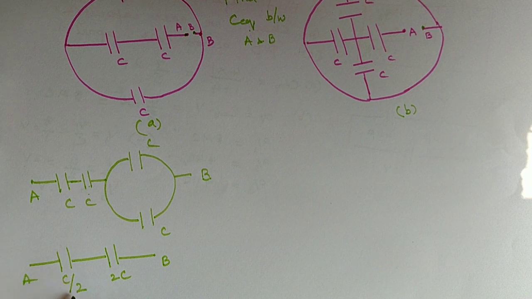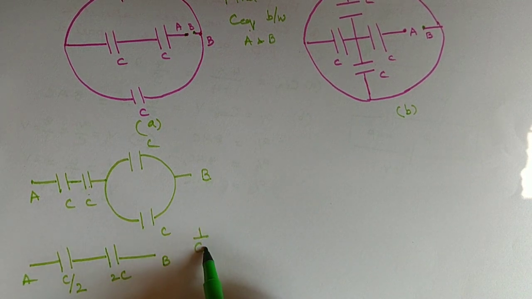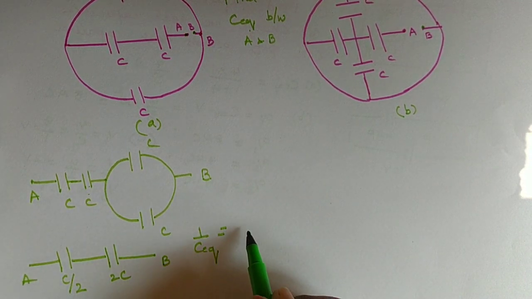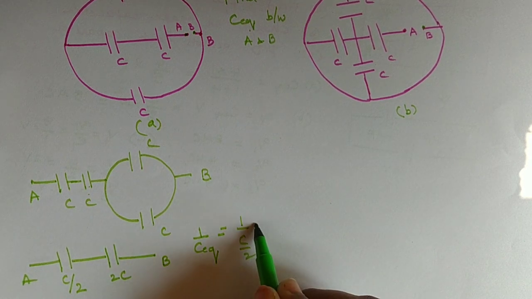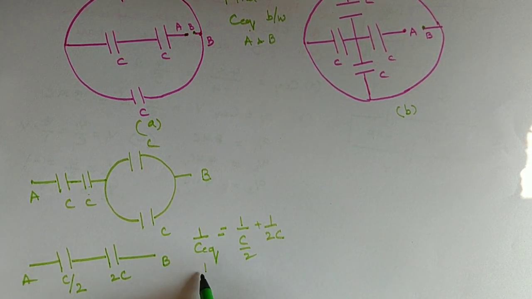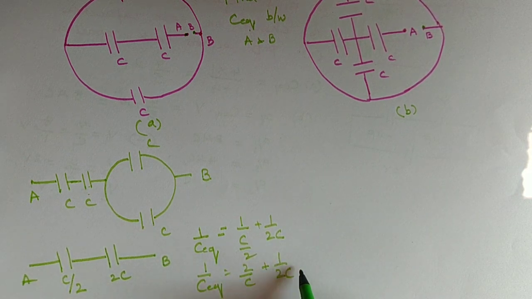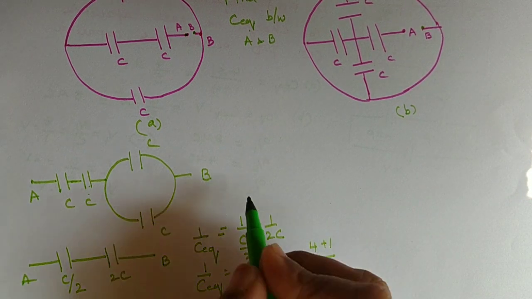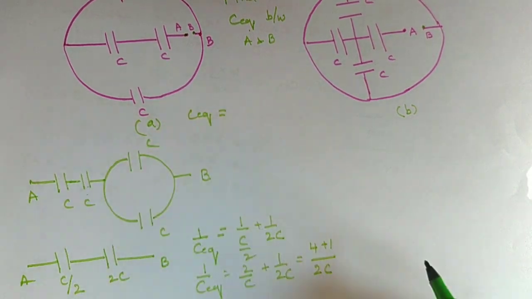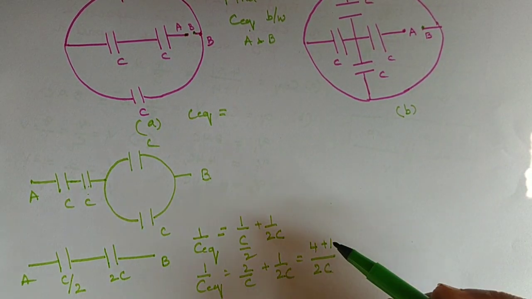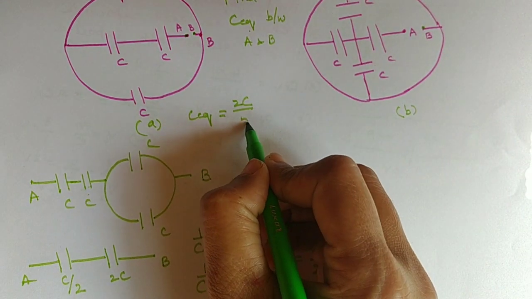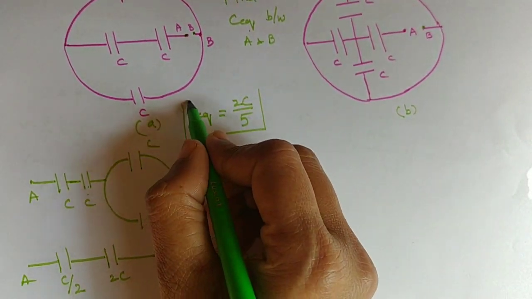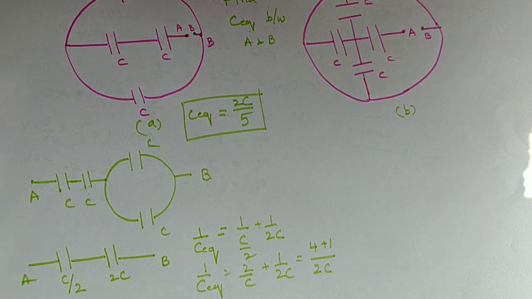Now you can see 2C and C by 2 are in series. So what should 1 by C equivalent be equal to? We know 1 by C equivalent is 1 by C by 2 plus 1 by 2C, or 1 by C equivalent is 2 by C plus 1 by 2C. Take LCM, 4 plus 1. So your answer for this first bit would be, reversing the fraction, 2C by 5. Okay, so that would be your equivalent capacitance. So this is for the first bit, that is A.